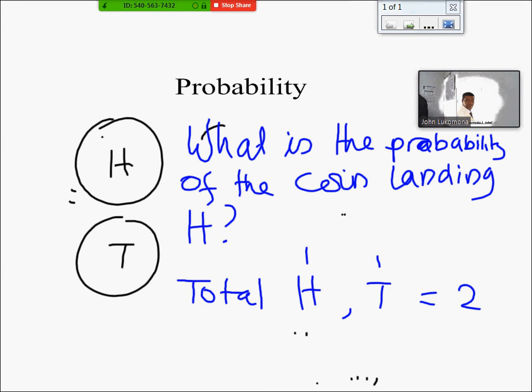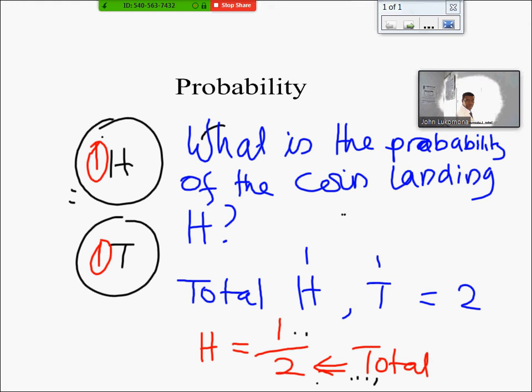How many heads do we have here in total? We've got only one head and one tail. So the probability of landing a head is going to be 1 out of 2. Because this is the total of possibilities, one for head, one for tails. So the total, if you add these two together, is 2. Then the desired outcome is head, which is only 1. So the probability of landing a head is 1 out of 2.